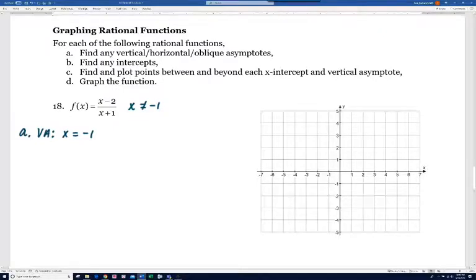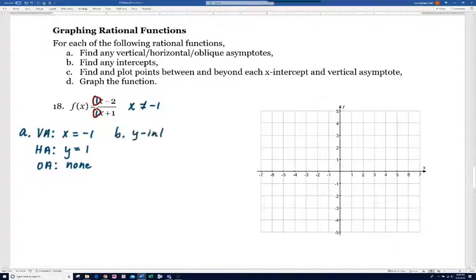As far as my horizontal asymptote is concerned, this is the balanced case where the numerator and denominator have the same degree. So we'll just use the coefficients here, y equals 1 over 1, which would be 1. And anytime we have a horizontal asymptote, we're not going to have an oblique one. That only occurs when our numerator has the bigger degree.